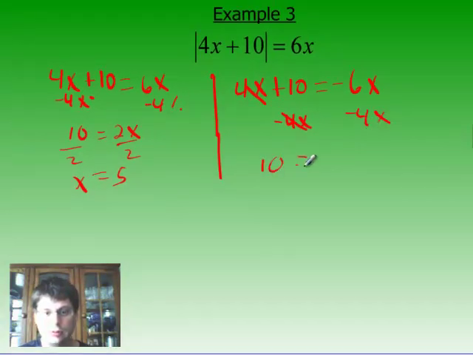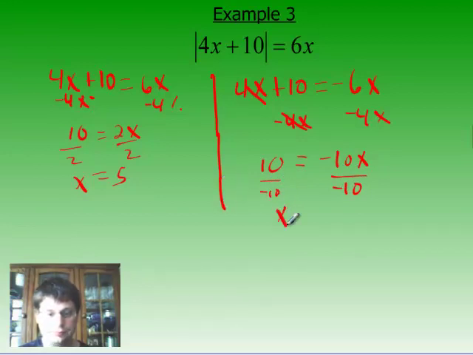So we'll cancel here and here. And 10 is equal to negative 10x, divide by negative 10. And we're left with an x value of negative 1, like so. So x is equal to negative 1 and 5.